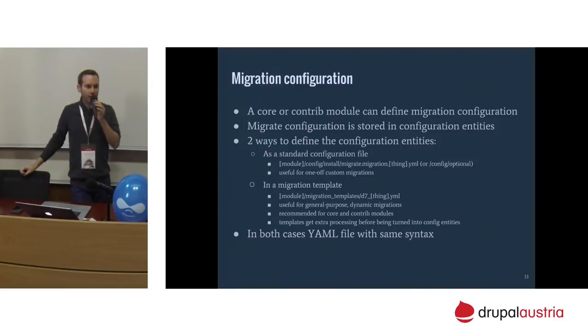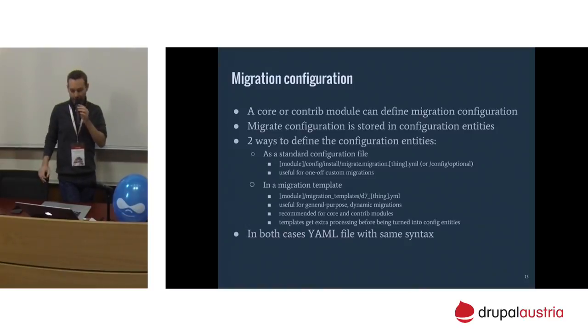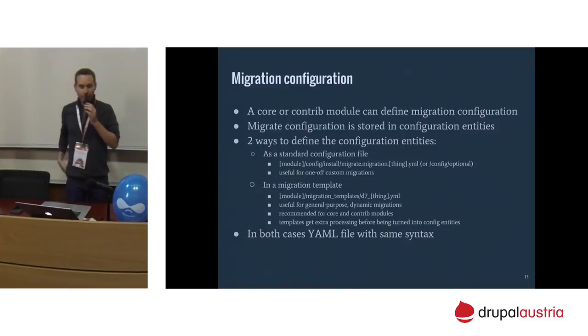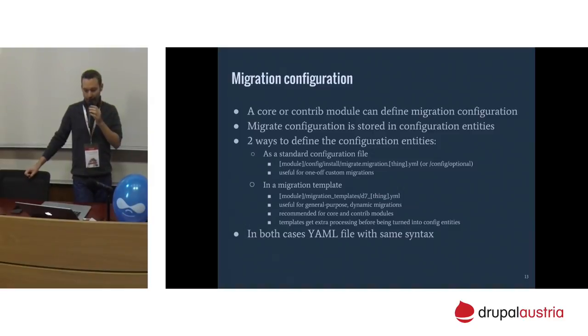So each module can define one or more migration configuration entities, which is how things get stored in Drupal 8 as standard configuration entities. There are two ways to define those. The standard Drupal 8 way, you create a YAML file in your config install or config optional directory. And then the migration configuration entity will be created. This is useful for one-off custom migrations. If you write your own custom module and your own custom migration, you would do it like this.